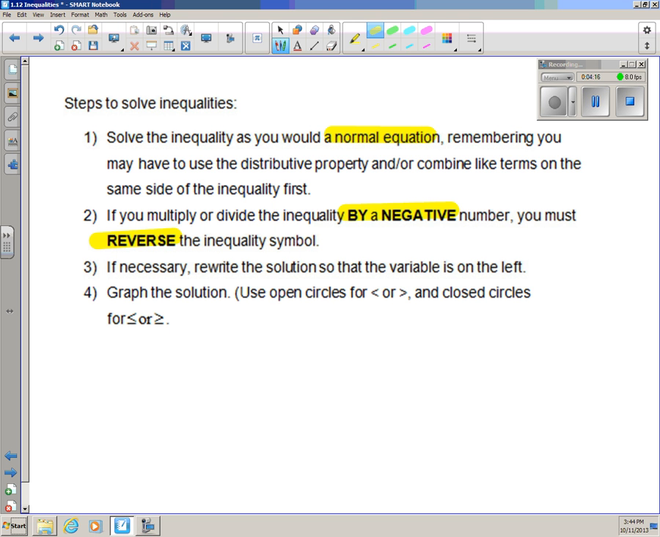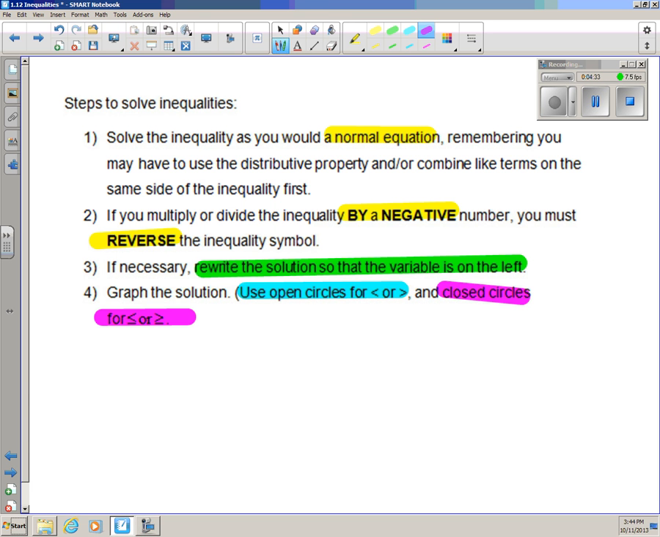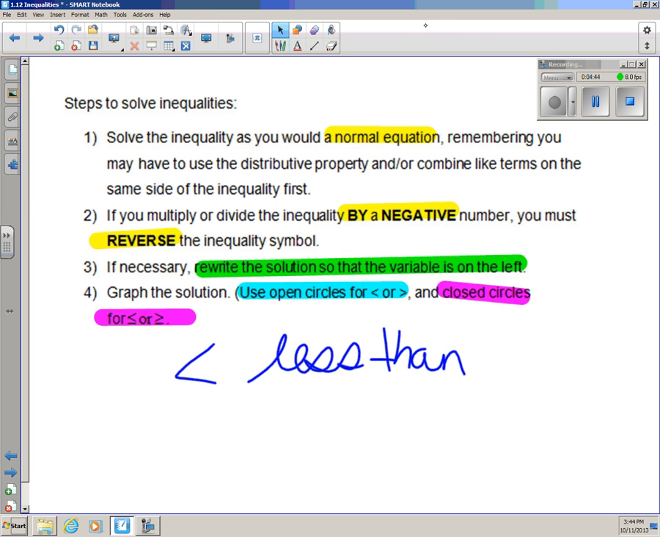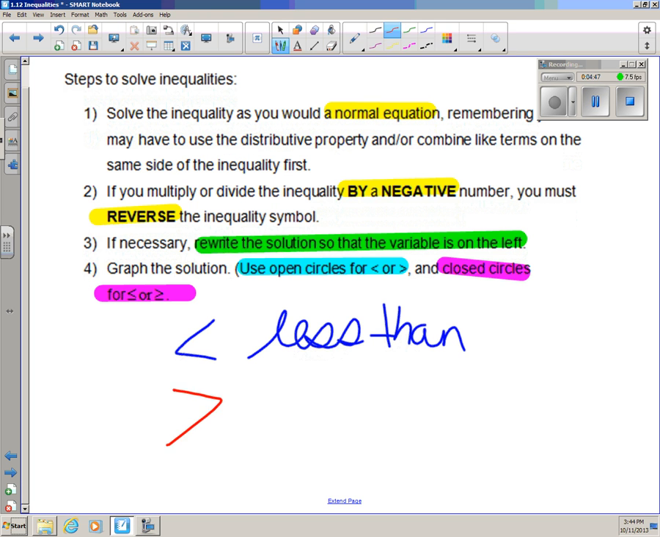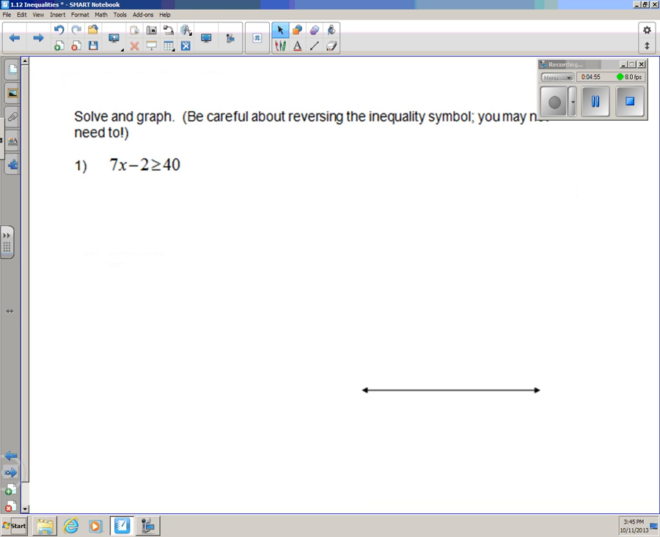You're going to have to graph. When you graph, you might want to rewrite the solution so the variable's on the left. That just makes it easier to graph. And when you graph on a number line, don't forget that open circles are for greater thans and less thans. Closed circles are for greater than or equal to's and less than or equal to's. Just to be clear, this symbol is less than. It almost looks like it could be the letter L if you straightened it up a little bit. And that means this symbol is greater than. So let's see how this works when we start solving some inequalities.